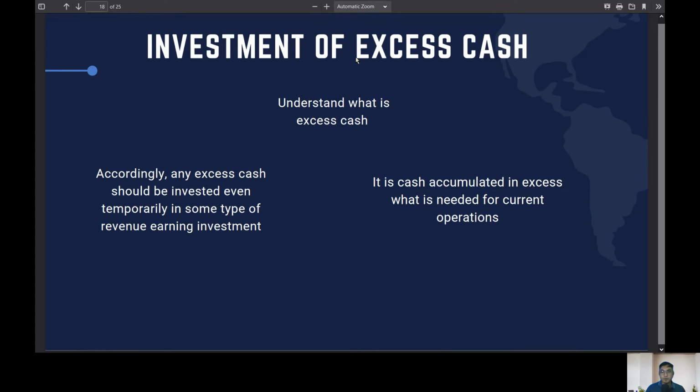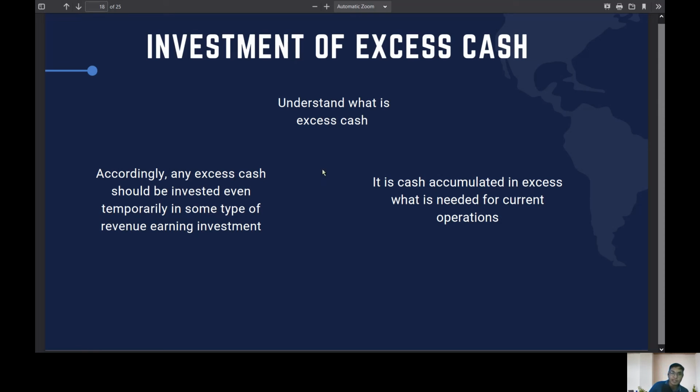And then, paano 'pag merong excess cash? So, investment of excess cash. For now, alamin muna natin kung ano ang excess cash. Ang excess cash ay cash accumulated in excess of what is needed for current operations. Yun yung mga nag-profit ka ng more than your estimation, kunwari 20%, that is excess cash for the current year.